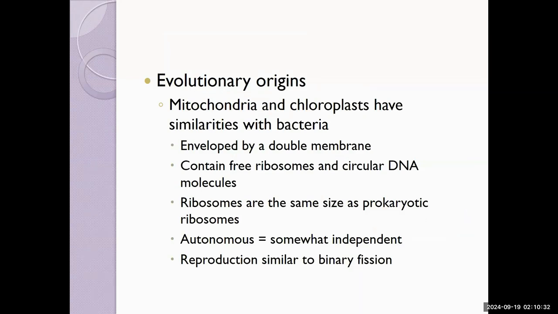Our proofs are that these are the only 2 organelles that are double membraned. One membrane is the original bacterial one, and the second membrane is what they absorbed when they entered into the larger prokaryote. Also, these 2 organelles contain their own free ribosomes and their own DNA. Their ribosomes are also smaller than those ribosomes that exist in the cytoplasm. They also behave independently. We say that they are autonomous. And when we make more mitochondria or chloroplasts, their reproductive mechanism of copying is very similar to that which we see in binary fission amongst bacteria.